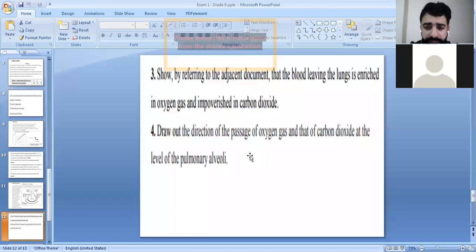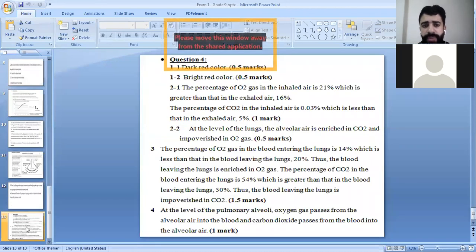So this, we already mentioned this, and we have to study this. This is the direction of the question. This is the exam. This is all the notes. So moving to question number 4, the color of the blood entering is dark red color, the blood leaving is bright red color, 0.5 marks.